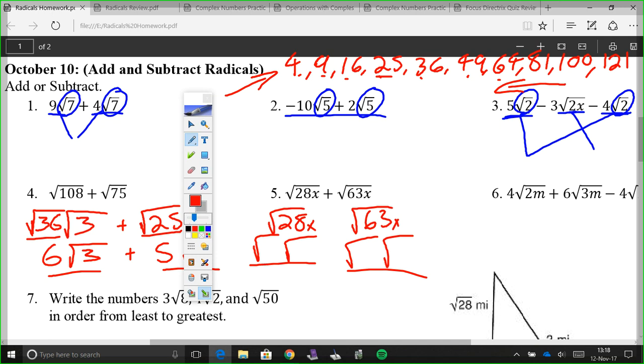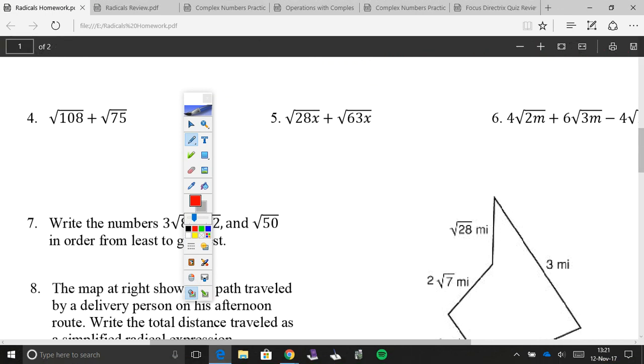Number 6, I cut it off a little bit there, but there's no math you really need to do except just look for like terms and combine them. And notice that 4 minus 4 is going to end up being 0. It's not 1, so keep that in mind. Alright.